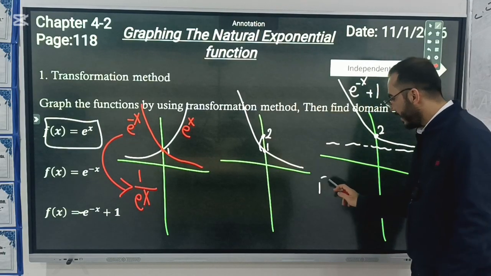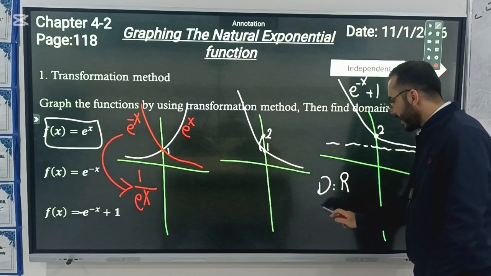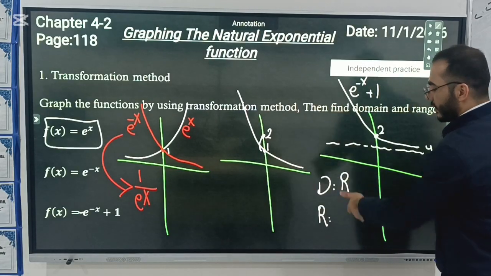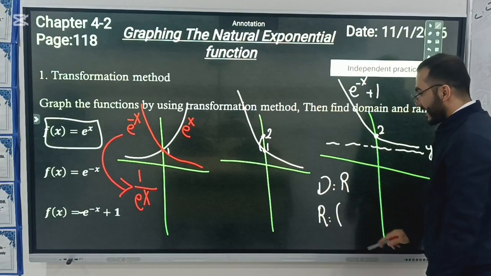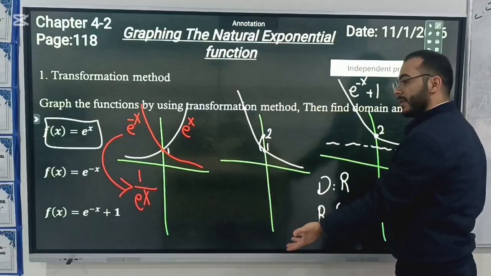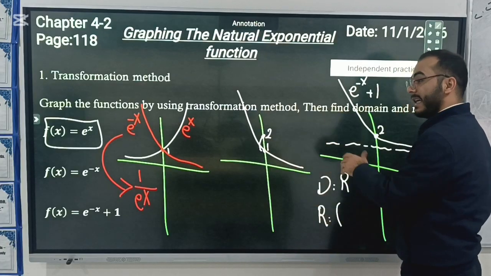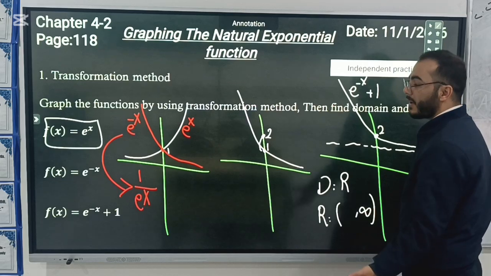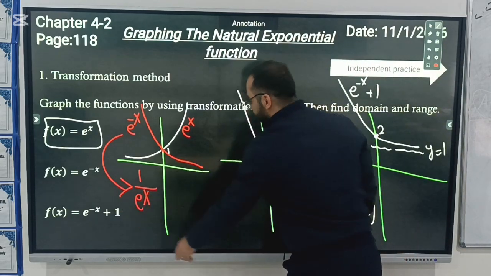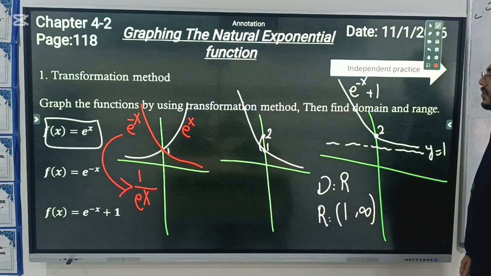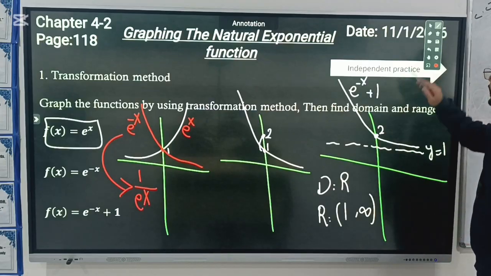So here the domain is all the real numbers, and the range is based on that note that I previously gave you. Since the sign of e is positive, it goes to positive infinity. From where? From that b. Our b is 1. That's all about graphing by using transformation, and I believe it's going to make the graphing easier.